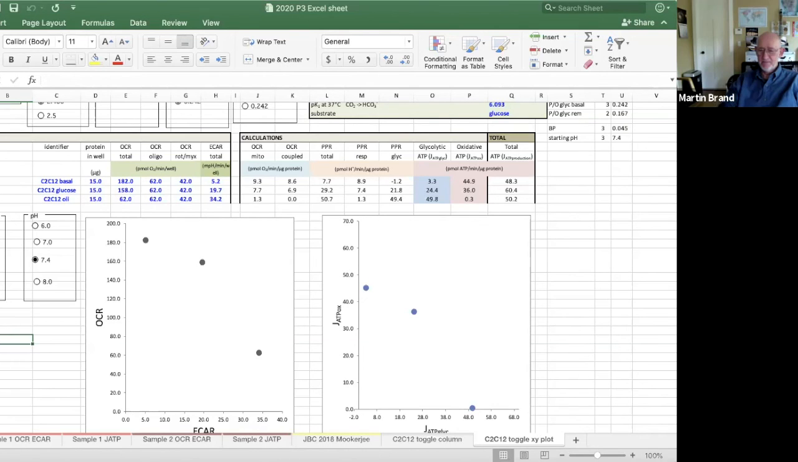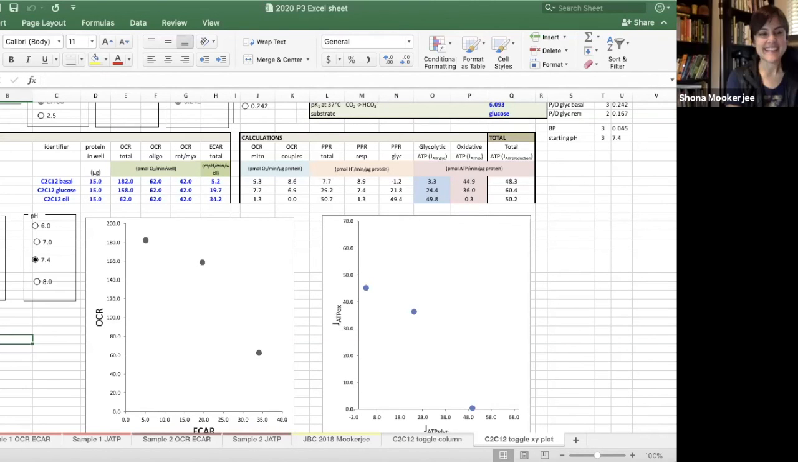The other point that I was going to make also is that, as we mentioned before, the buffering power will profoundly change your calculated rates. So if that is wrong, you can see a much more noticeable shift in your glycolytic or your ATP production rates as a result. So we're shifting along the x-axis because we're changing the glycolytic ATP production rates that are calculated based on the buffering power of the medium.